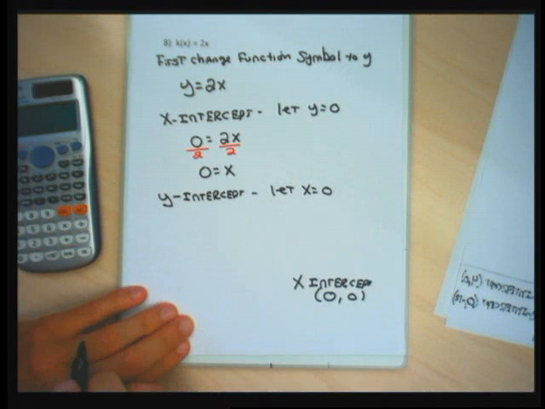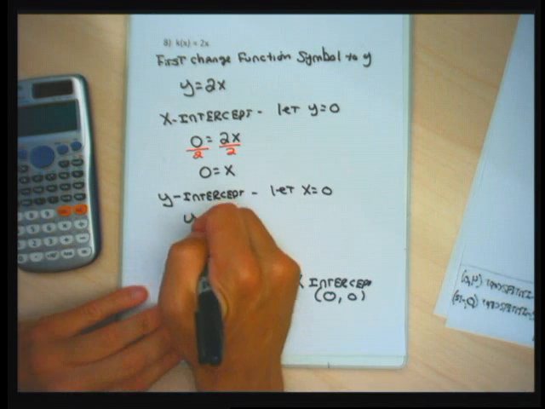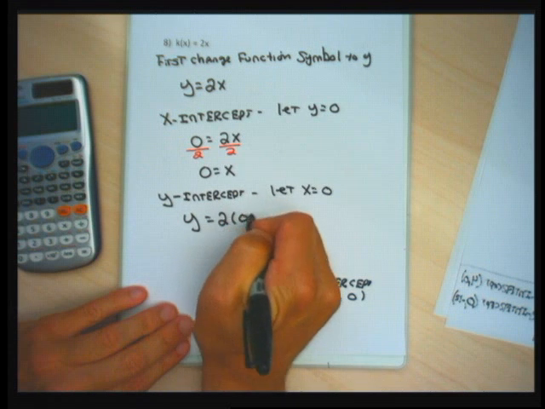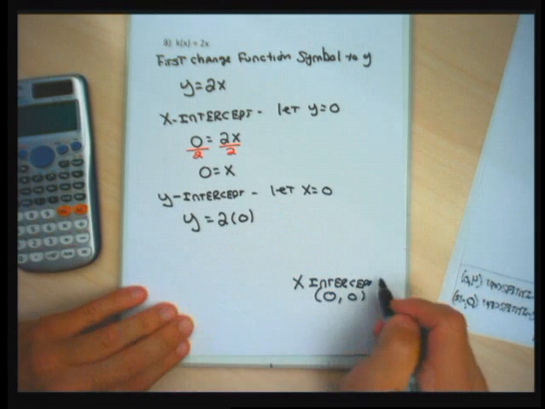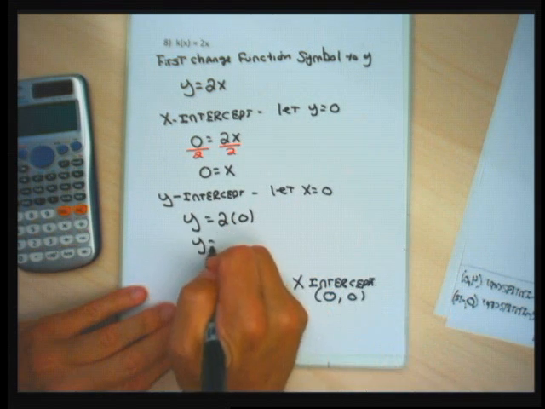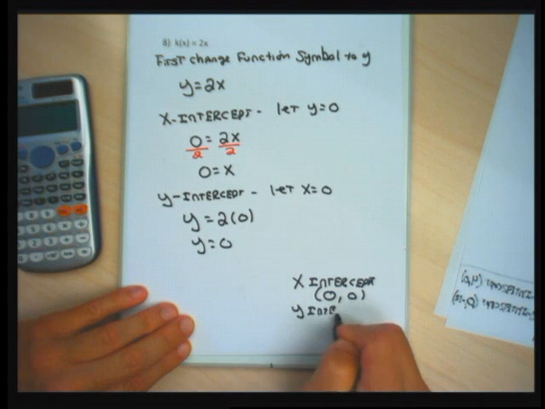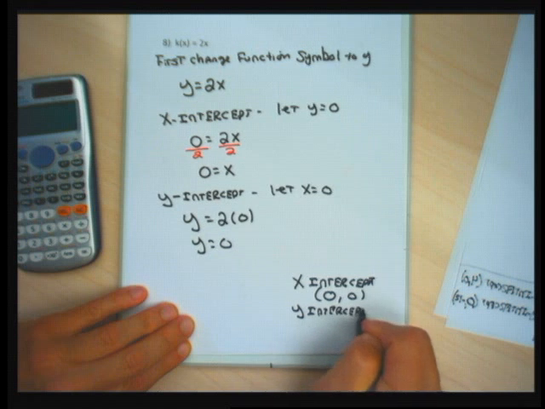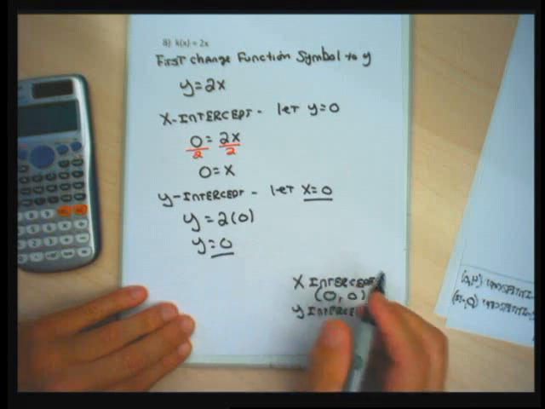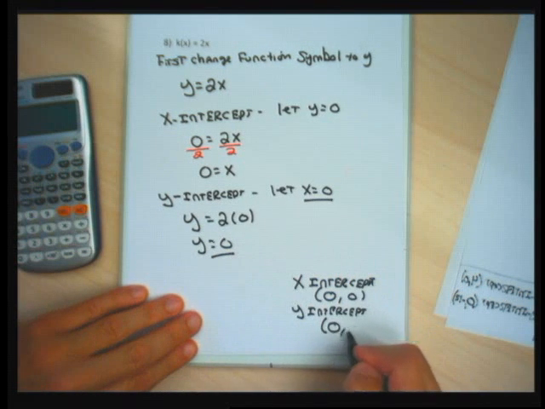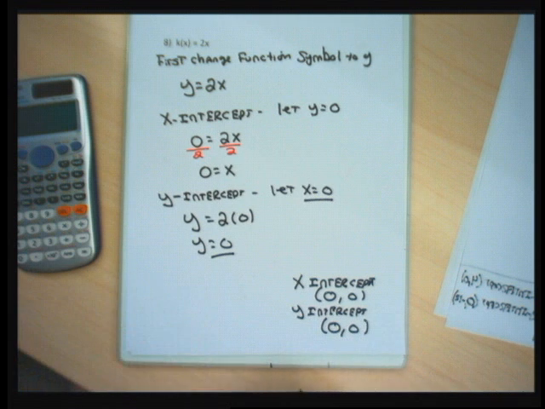For the y-intercept, I let x equal to 0. So I'm going to go y equals 2 times 0. Again, I don't need my calculator for that. 2 times 0 is just 0. So for the y-intercept, I'm going to write it as a point. The x value is 0, the y value is 0. So I go x first, y second, and I get the point 0, 0.